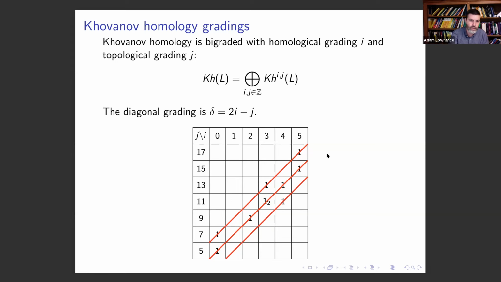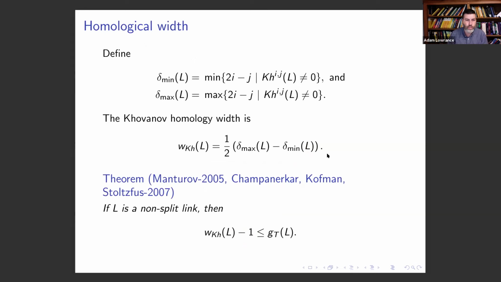And so what Champanikar, Kauffman, and Stoltzfus did was they took this whole spanning tree complex, and then they realized that instead of viewing things as spanning trees sitting inside of the checkerboard graph, you could look at a certain graph that you would cellularly embed into the Turaev surface.